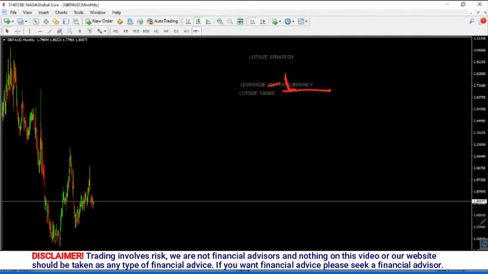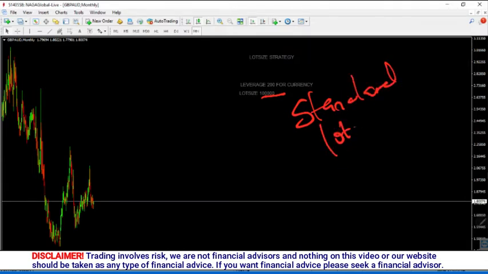And here we are using a lot size of 100,000. That's standard lots. The standard lot is 100,000. So that's for a standard lot.